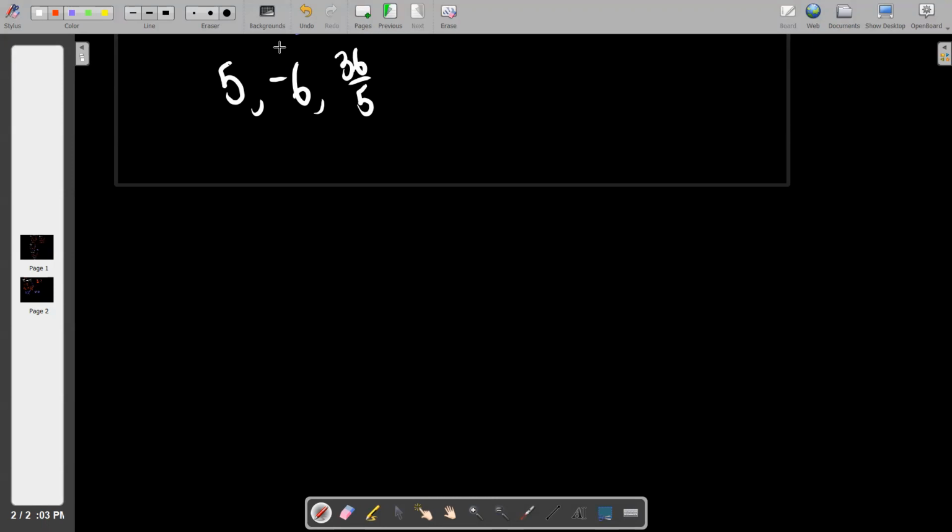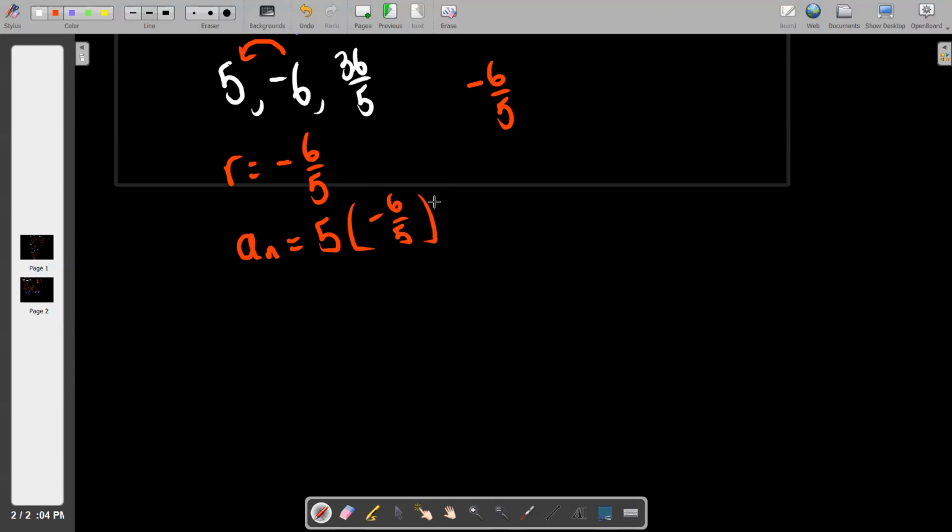But I kind of feel like a broken record: take any number and divide it by the number that comes before it. If you just put -6 over 5, that's it. So the R value, the common ratio, we say, is -6/5. So to write the explicit formula, we just say A sub n equals first term 5 times the common ratio, which is -6/5, and we're going to raise that to the power of n minus 1.